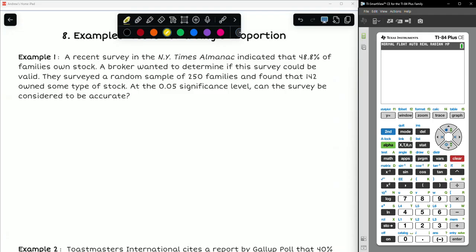So I see that they've given me a significance level, which is a really good clue that I'm doing a hypothesis test or a significance test. They've made a claim about the proportion of families that own stock, and they've told us that that claimed proportion is 48.8%. We're told that they surveyed a random sample of 250 families and found that 142 owned stock.